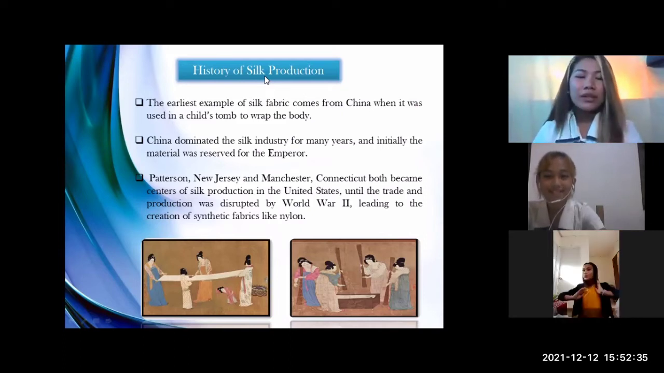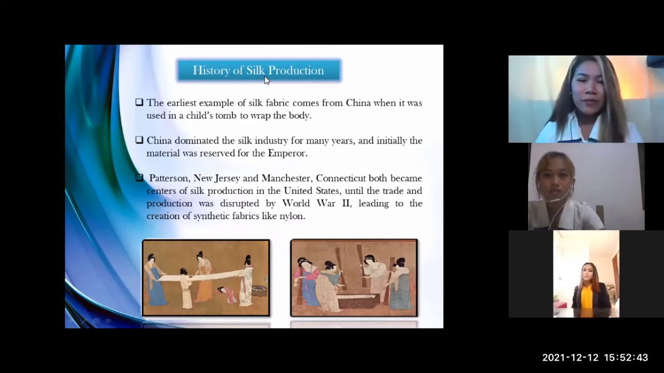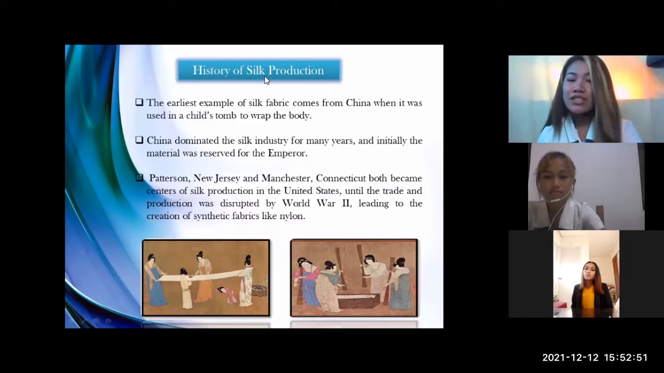Next is hypoallergenic. You know what? Bugs don't like silk, bacteria don't like silk, and mold doesn't like silk either. The sericin residue is a natural repellent that keeps all the bad things away. So it saves us from skin rashes, eczema, and stuffy nose.